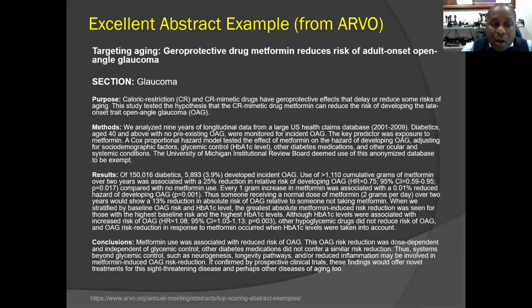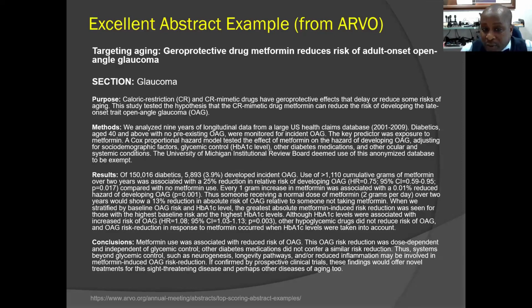Results. Of the 150,016 diabetics, 5,893, which is about 4%, developed incident open-angle glaucoma. The use of a total of over 1,110 cumulative grams of metformin over a 2-year period was associated with a 25% reduction in relative risk. So relative risk is one of those things like odds ratios and hazard ratio of developing open-angle glaucoma. And then it says the hazard ratio is 0.75, 95% confidence limit, 0.59 to 0.95. These are all statistical terms. P equals 0.017, so that's significant.